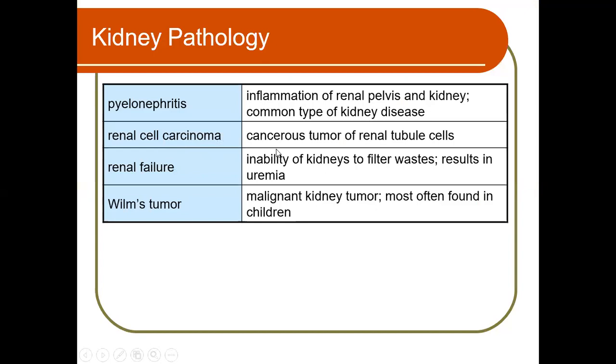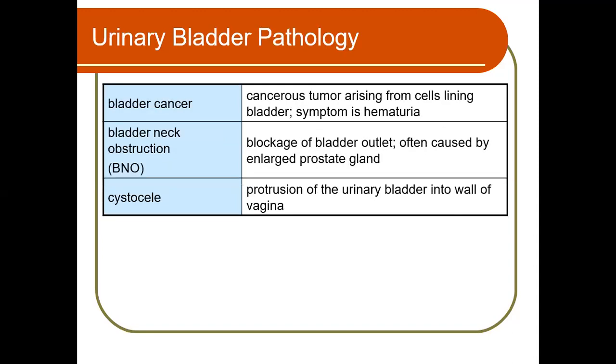Renal cell carcinoma, it is a cancerous tumor of the renal tubule cells. Renal failure, it is the inability of kidney to filtrate the waste, result in uremia. It can be acute renal failure and chronic renal failure, which we will discuss in further lectures. Wilms tumor, that is a malignant kidney tumor, most often found in the children.